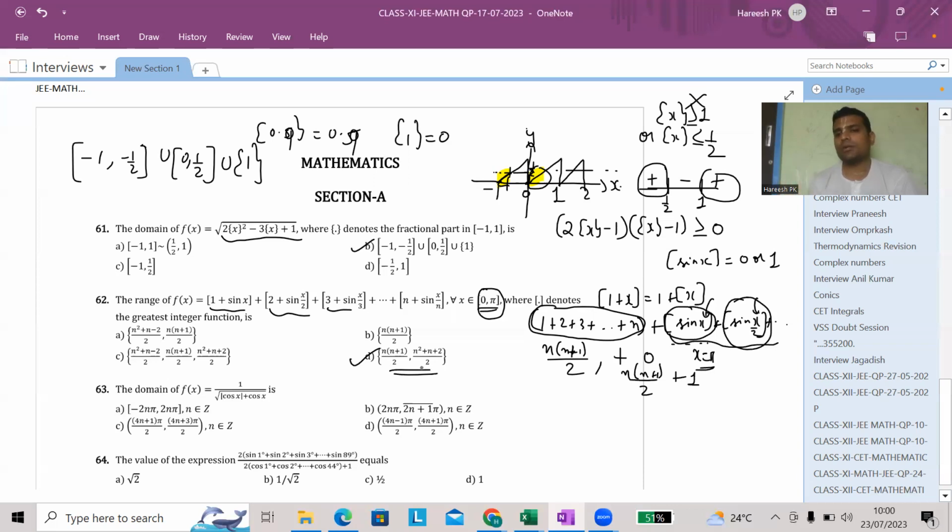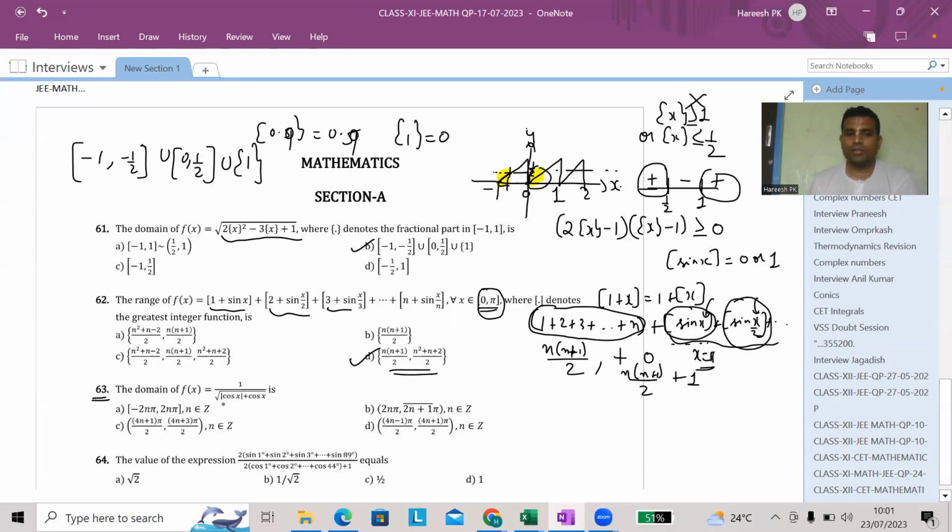If they had given 0 to 2 pi, then sin x can also go to minus 1, right? And when this goes to minus 1, then you'll get option C also, if it is 0 to 2 pi. If the question is 0 to 2 pi, then the answer will be option C. 63rd is a direct question.